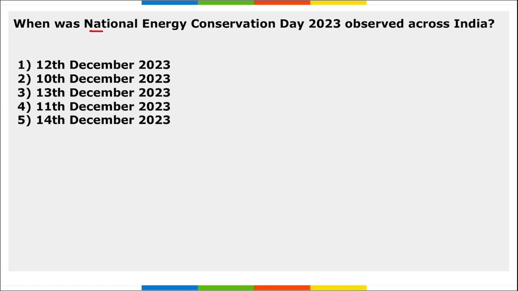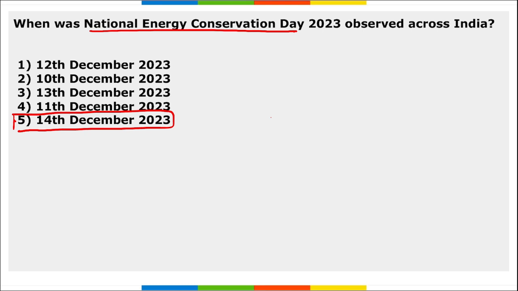Next, when was the National Energy Conservation Day observed across India? National Energy Conservation Day was observed across India on 14th of December. Right? This was observed on 14th of December, and this day is observed to raise awareness about the importance of conserving energy and shifting to sustainable sources of energy.